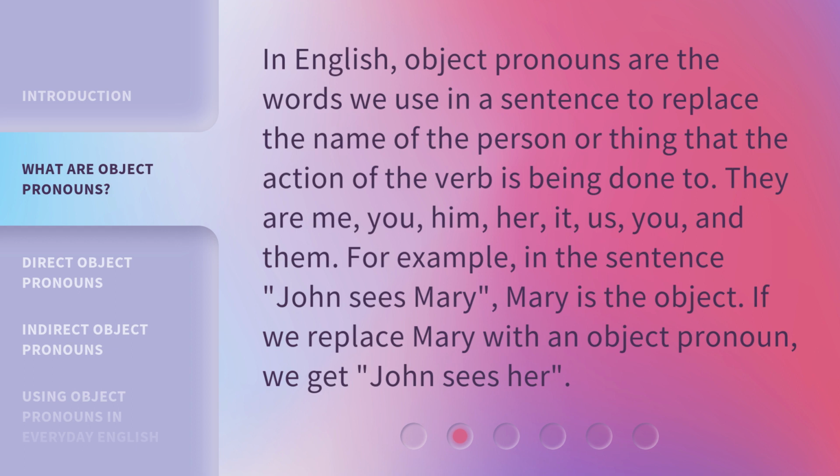In English, object pronouns are the words we use in a sentence to replace the name of the person or thing that the action of the verb is being done to. They are me, you, him, her, it, us, you, and them. For example, in the sentence, John sees Mary. Mary is the object. If we replace Mary with an object pronoun, we get, John sees her.